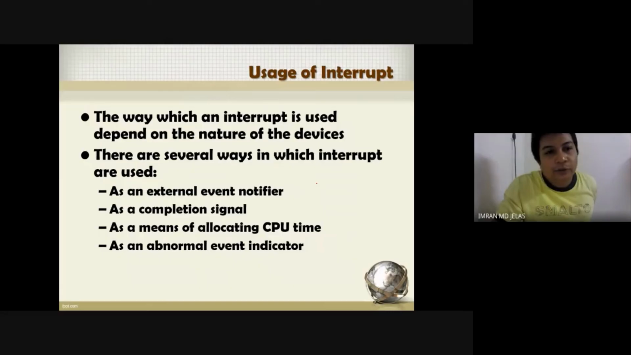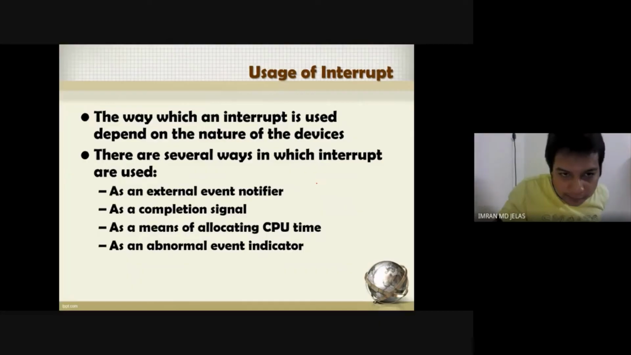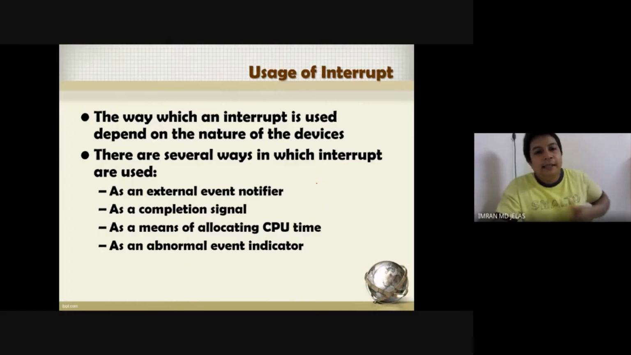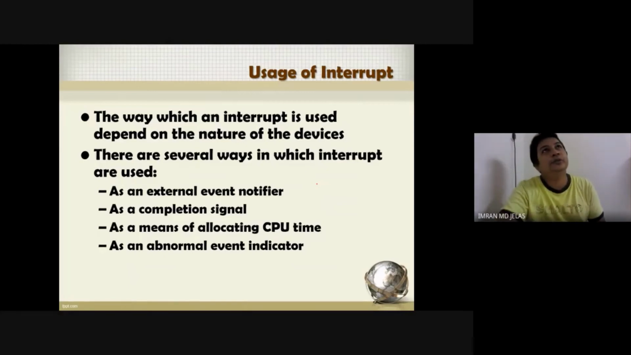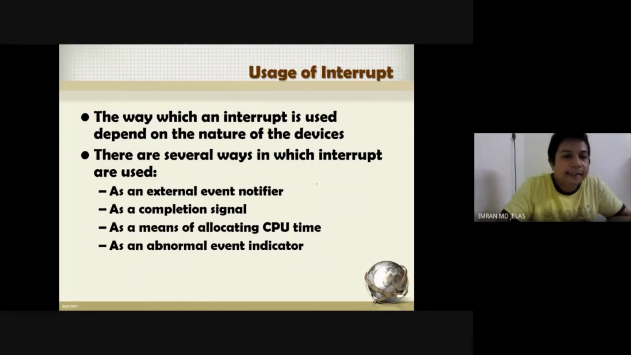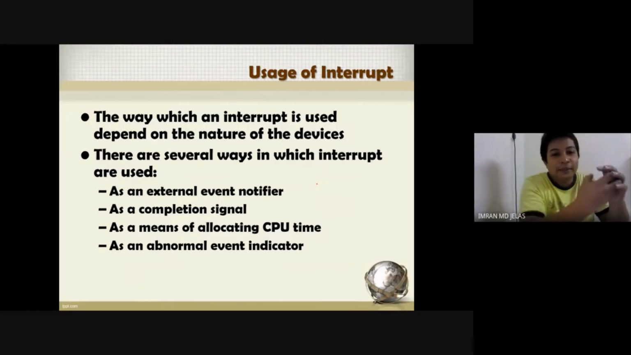So, usage of interrupts. The way in which an interrupt is used depends on the nature of the device. There are several ways in which interrupts are used: as an external event notifier, as a completion signal, as a means of allocating CPU time, or as an abnormal event indicator. So for the completion signal, let's say you use a download accelerator. When your download is done, it will pop up on your screen. That shows a completion signal.